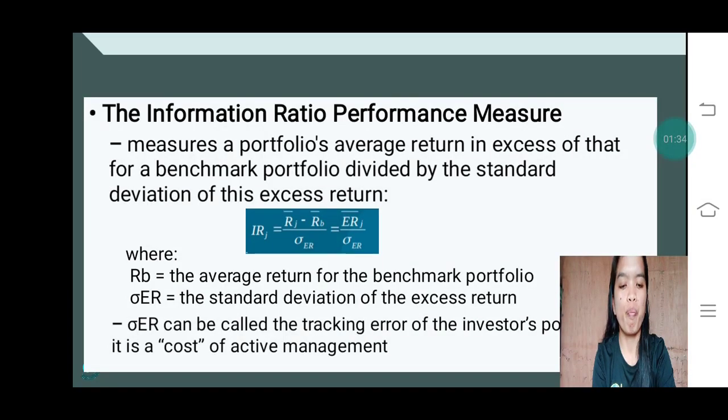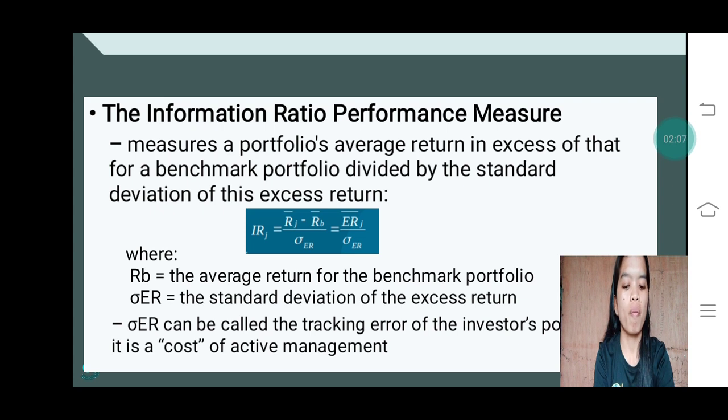The information ratio is a performance measure used to evaluate the risk-adjusted returns of an investment portfolio. It provides insights into the ability of a portfolio manager to generate excess returns relative to a benchmark, considering the level of risk taken. The information ratio takes into account both the portfolio's average excess return and its volatility or risk.